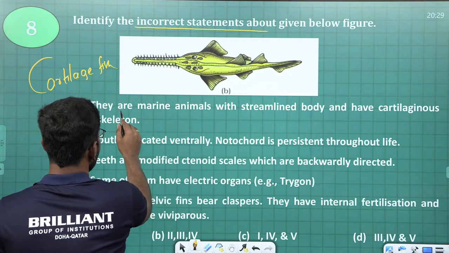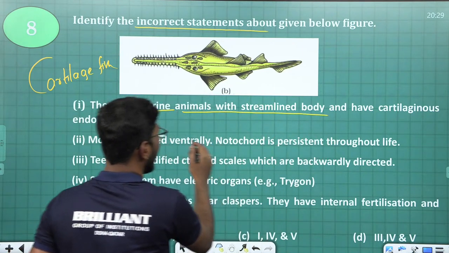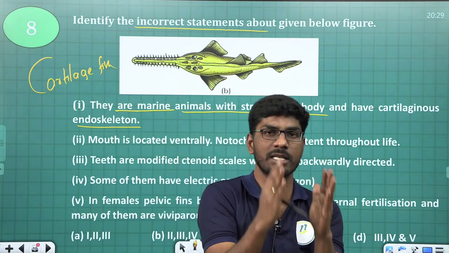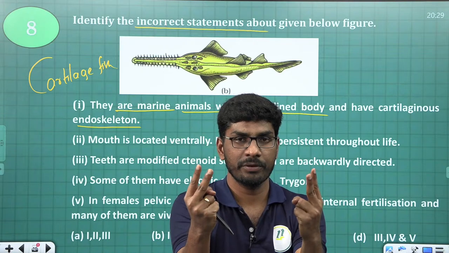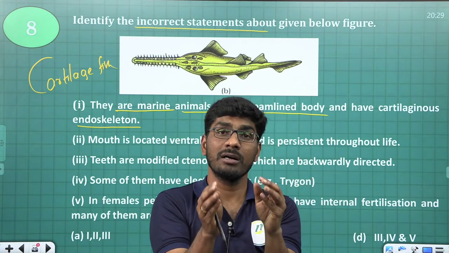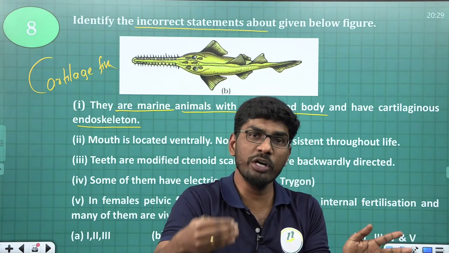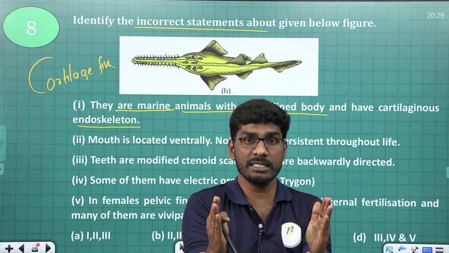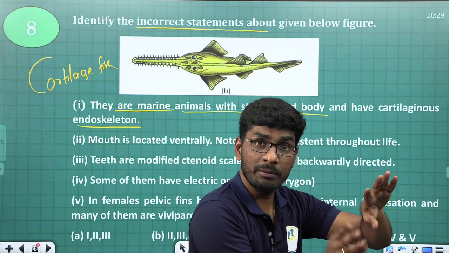They are marine animals with streamlined body and cartilaginous endoskeleton. Keep in mind, there are two classes: cartilage fishes and bony fishes. Cartilage fishes are exclusively marine, but bony fishes are marine plus freshwater. Read the NCERT, it is clearly mentioned. Marine fishes are separate. Bony fishes.